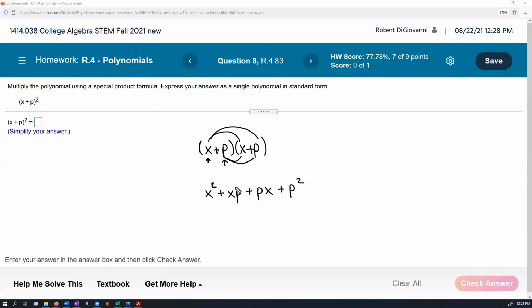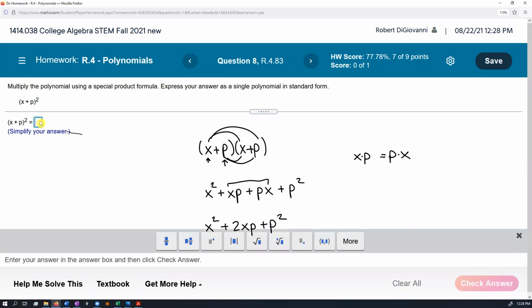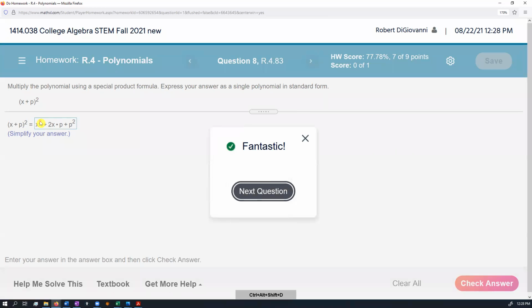Now it's important to note that x times p is equal to p times x. These are the same thing because multiplication is commutative. It can be flipped over. Those are the same two terms, so we can add them together. So we should get 2 of the xp's plus p squared. So x squared plus 2x times p. I'm not sure if I have to put the times p, I went ahead and did it to be safe. Okay, so that's it.